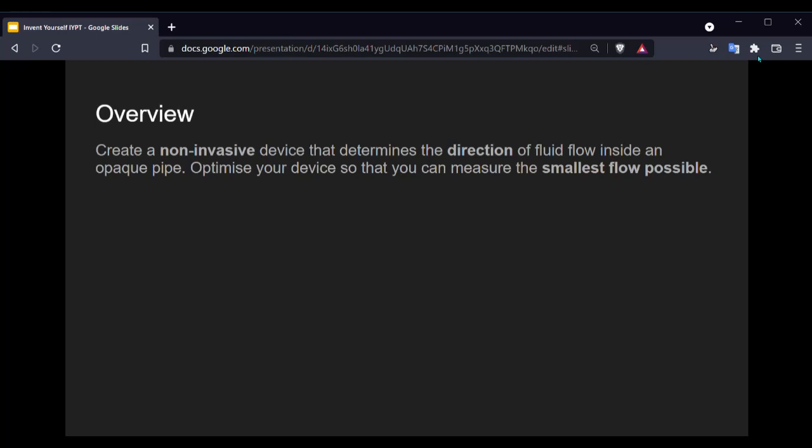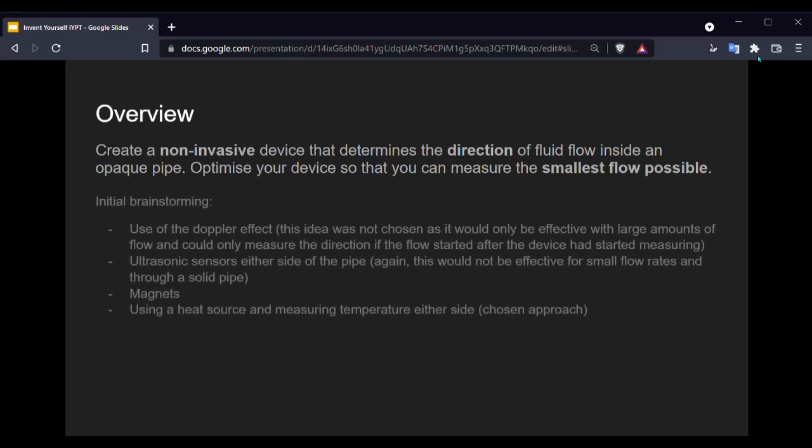When we first read this problem, we had no idea how to approach it. First, we explored the idea of using the phenomenon of the Doppler effect, but we decided against this, as using this phenomenon to measure direction of flow would be quite difficult. For example, it would only be effective with large amounts of flow, and could only be measured if the flow started after the device had started measuring.